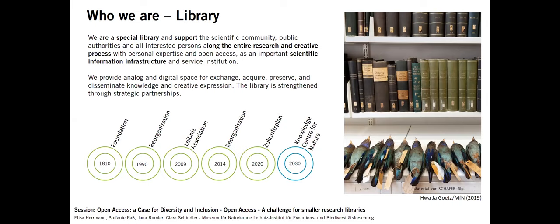The Zukunftsplan is a project, thanks to a large amount of funding from the German government, as well as the local government of Berlin, which we mainly use to renew our building sites, but also to renew our research focus and to disclose and transform our collection. And the library is part of this process. Our vision is that at least some part of the library will become part of the Knowledge Center for Nature that we are having in 2030 here in the center of Berlin, together with the Humboldt University at the new science campus. So currently we see ourselves as a special library, as well as a research library.